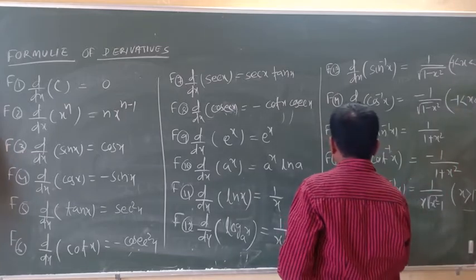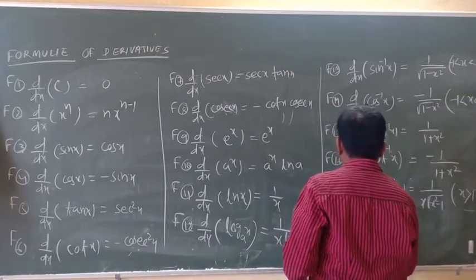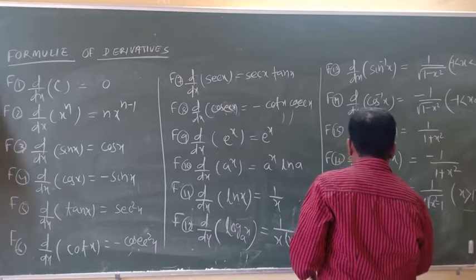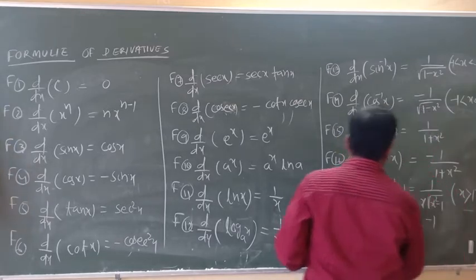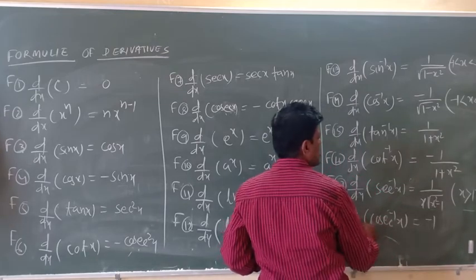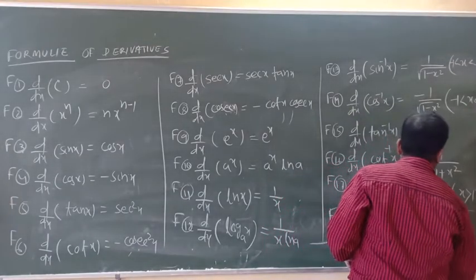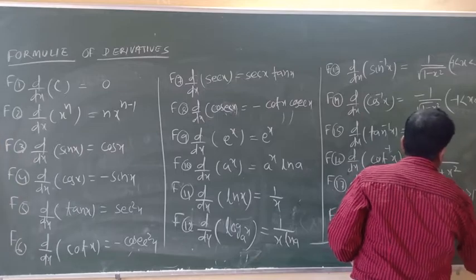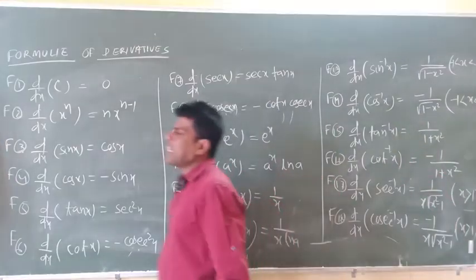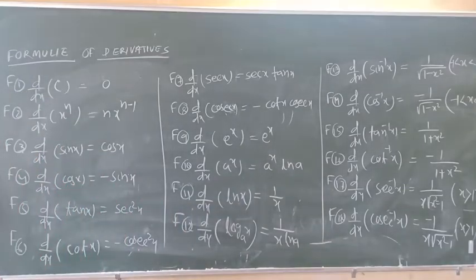Formula 18, d by dx of cosec inverse x is minus 1 by x root over x square minus 1, because cosec starts with the letter c, so minus is used here. The condition given is x always greater than 1. Okay, all 18 formulas are given.